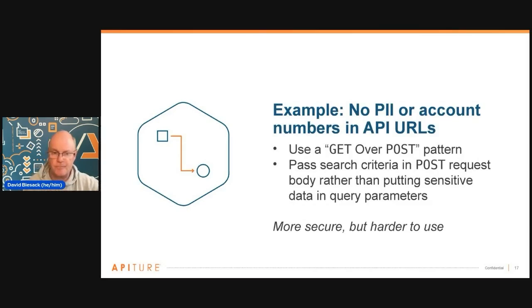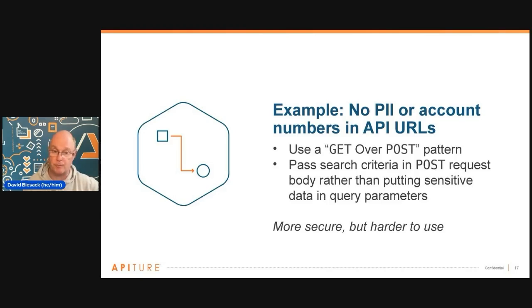So another example is, we have basically a pretty hard rule for API security, in that we don't use any PII, like account numbers or social security numbers, in API URLs. This PII is not used as part of the URL path to access any particular resources, like a customer or a customer's account. Instead, we employ a slightly harder to use API pattern, which is like a get over post.